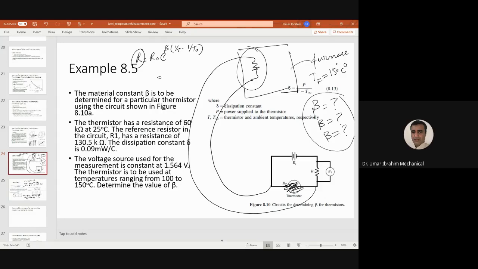So this circuit might look like a complicated circuit, but it is nothing but this circuit। किसी को याद है ये सर्किट?